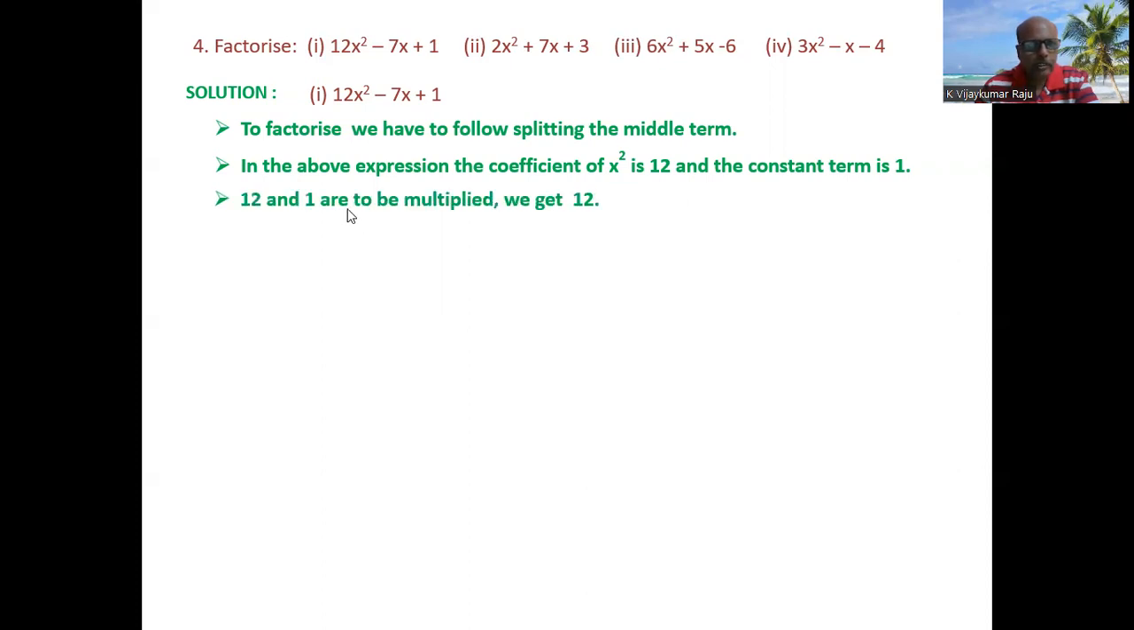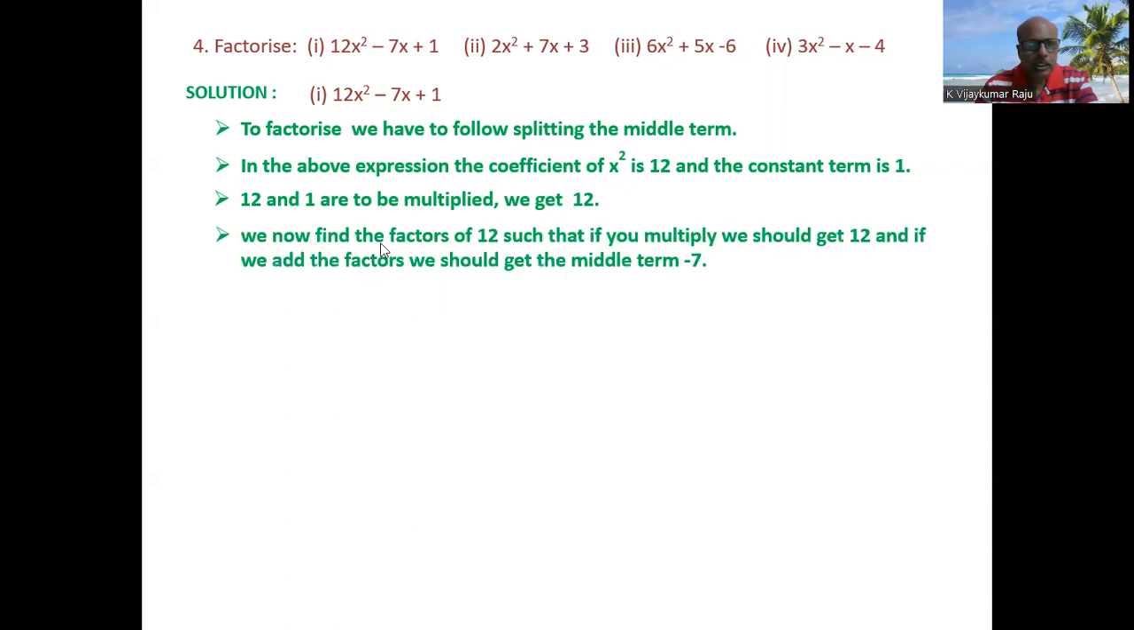So 12 and 1 must be multiplied and we get 12. So we now find the factors of 12 such that if you multiply, we should get 12, and if you add the factors, we should get the middle term minus 7. I have said here, add.